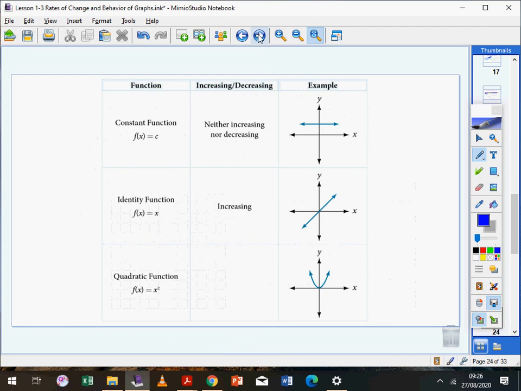Just go and write whether it's increasing, decreasing, and over what values of the domain it's increasing or decreasing, and where it has an absolute maximum or absolute minimum if it does have one, or the local maxima and local minima.